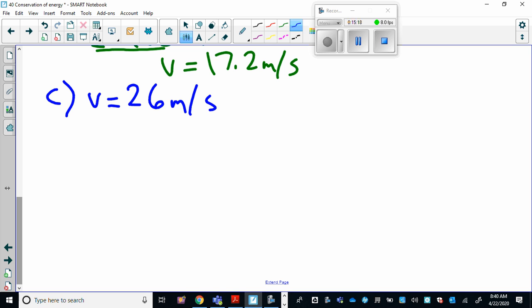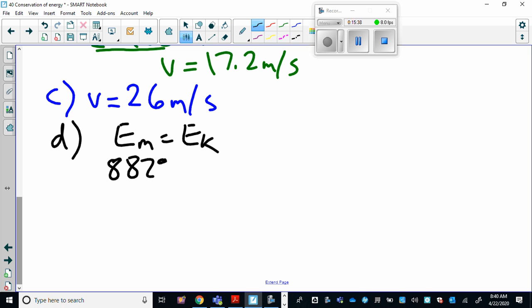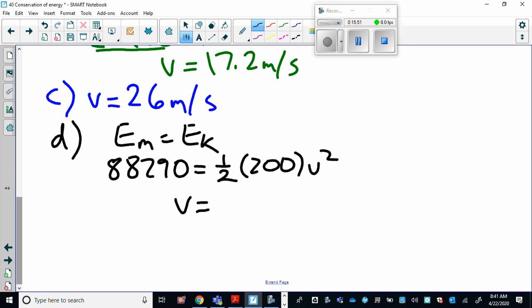And D is actually one of the easier questions, simply because all the potential energy has been converted into kinetic energy. So we can just say that mechanical energy equals the kinetic energy, or 88,290 equals 1/2 times the mass times the velocity squared, and solve for the velocity in this one, and you end up getting an answer of 30 meters per second.